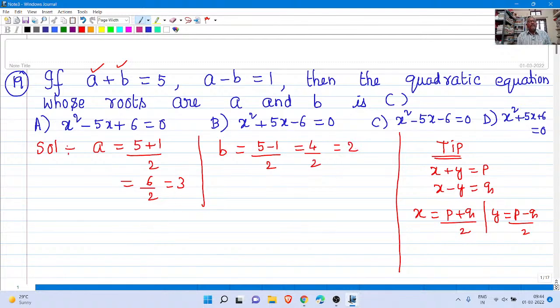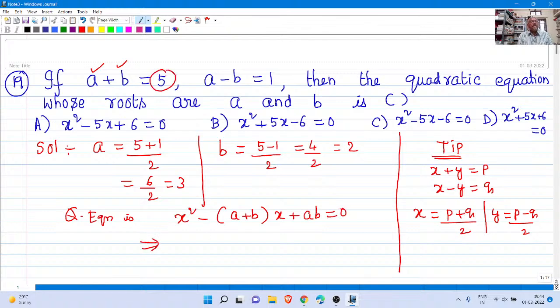A is equal to 3, B is equal to 2. Now the quadratic equation. The quadratic equation formula is x square minus sum of the roots, that means (a plus b) into x, plus product of the roots, ab, is equal to 0. Already a plus b is given, that is 5.